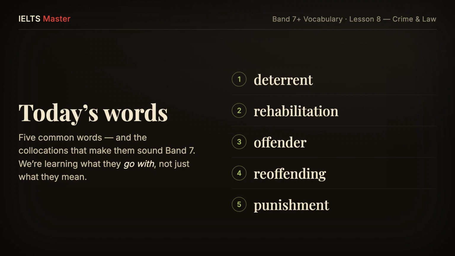Now, you might know some of these already, but knowing a word and using it like a Band 7 candidate, those are 2 very different things. And the difference almost every time is the collocations.